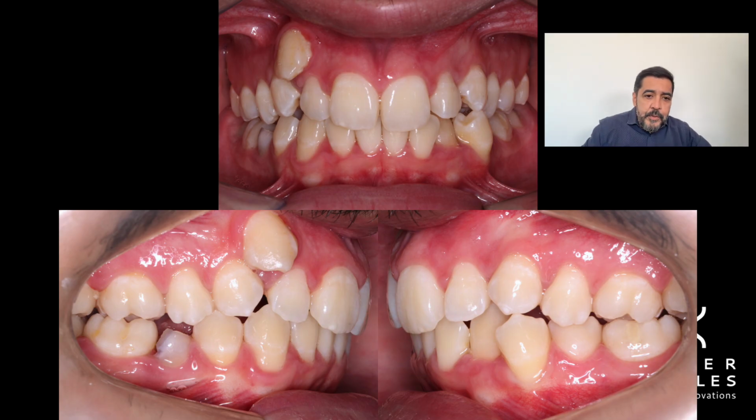You didn't generate space here by distalizing the molar or the premolar. You generated space by expansion. In my mind, wrongly indicated. I would never do that in a case like this. And you see why. You probably understand why now.